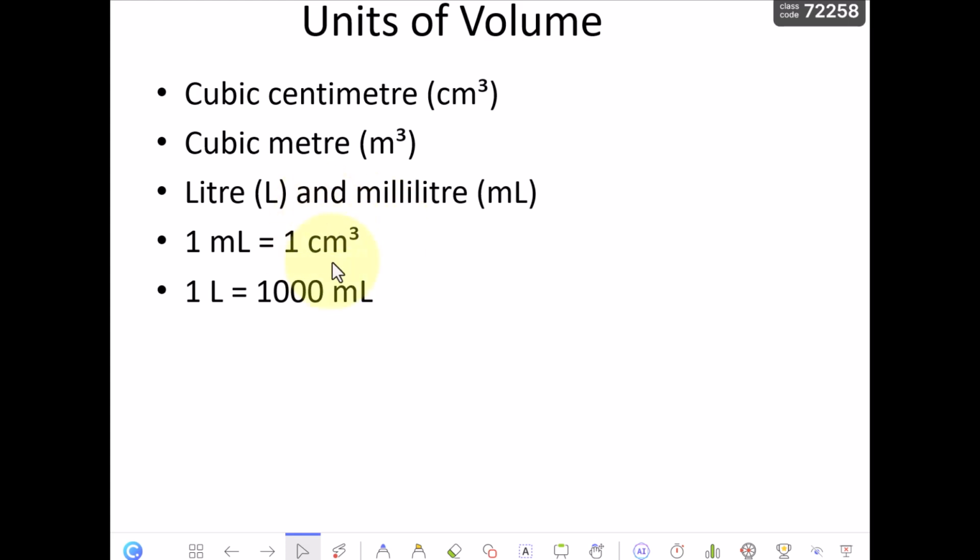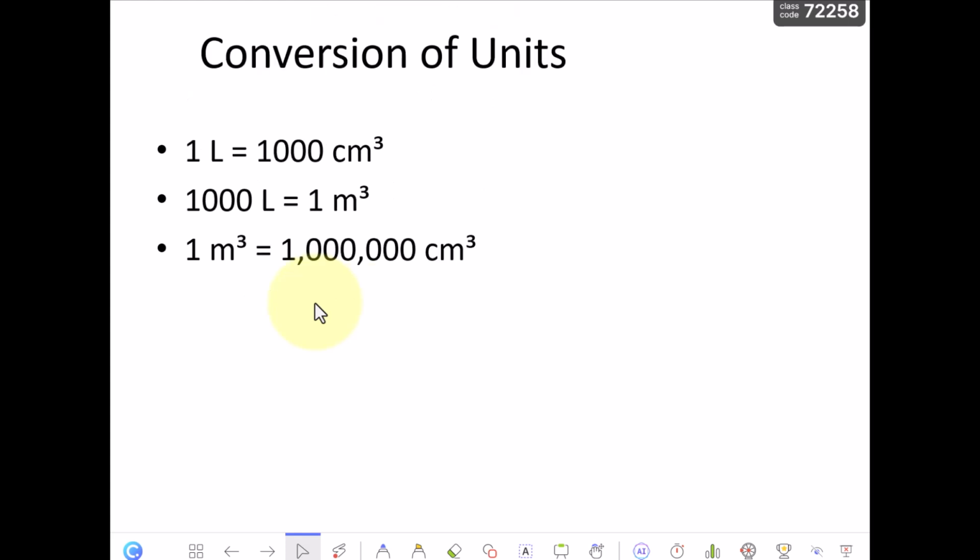Then we can also do conversion of milliliter to centimeter cube. You can see 1 milliliter is equal to 1 centimeter cube. The same thing with 1 liter is equal to 1000 milliliters. So that will lead us to conversion of units. So 1 liter also is 1000 centimeter cube. Then 1000 liters will give us 1 meter cube. Then 1 meter cube will give us 1 million centimeter cube. So this is how you can do the conversion. But as I said, we are not going to focus on conversion in this class. When we move to JH2, we'll do more conversions.